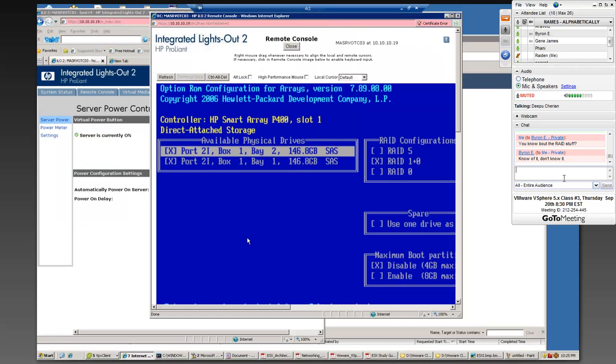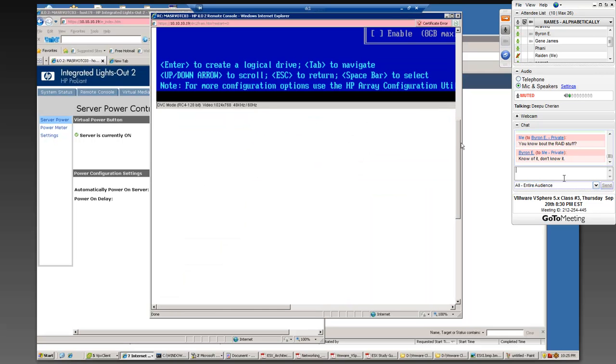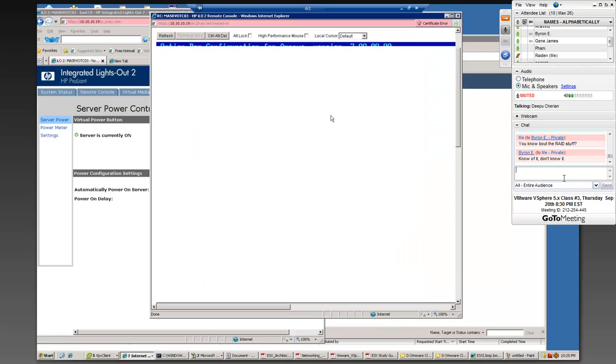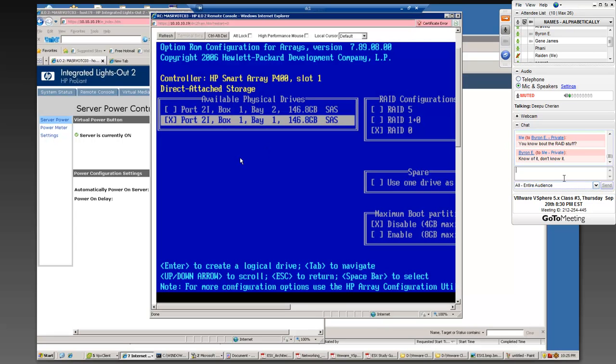So I'm going to make a RAID 1 partition here. I have selected the drives. You can use the space bar to select and unselect drives, so you can press the space bar and the up arrow to select a drive. I selected both the drives. I can make a RAID 0 or RAID 1, and I'll show you the difference here.